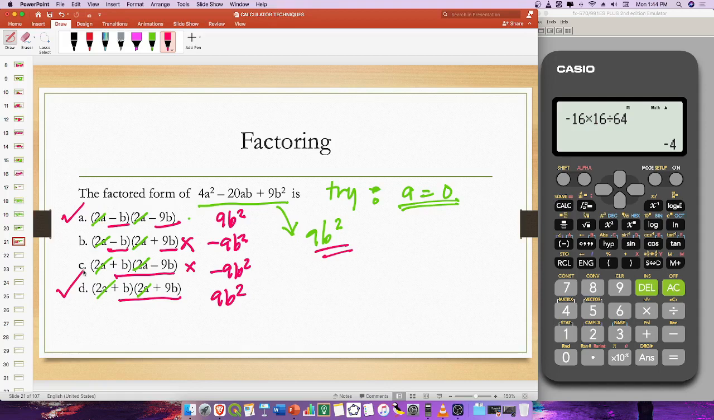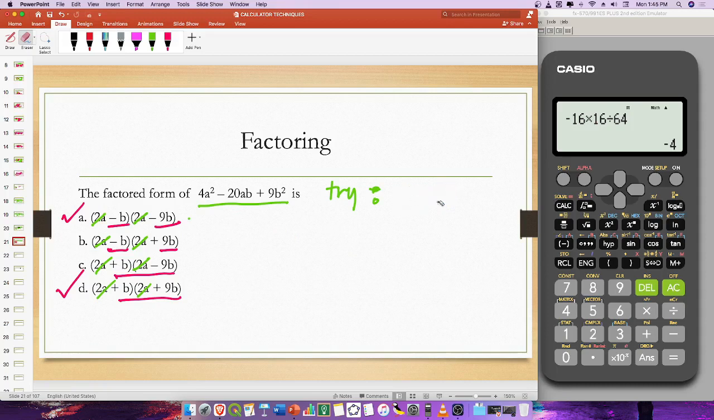Now, instead of trying the value of a equal to 0, let's try a different approach. I will erase this part first. Since we already know that there are two possible answers here, only A and D are possible answers. Okay? Now let's try this one.